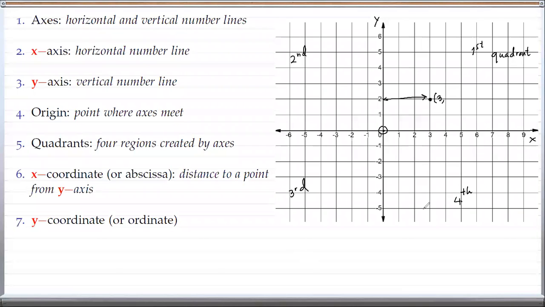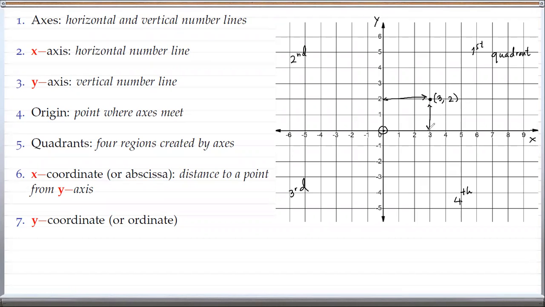And similarly, the y coordinate is the vertical distance, the distance from the horizontal line. In this case, the y coordinate will be this distance, which is 2 for this particular point. So this point has coordinates 3 and 2. The x coordinate is 3 and the y coordinate is 2.